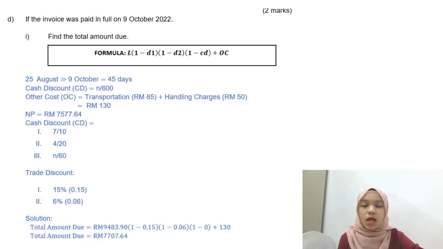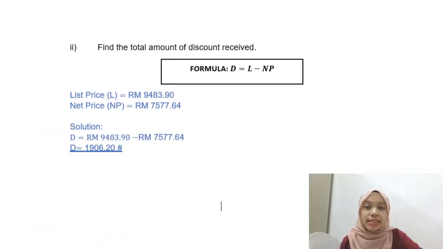This price is equivalent to 9,483.90. So the solution for this question is 9,483.90(1 - 0.15) minus 10.06 plus 130, equivalent to 7,707.64.